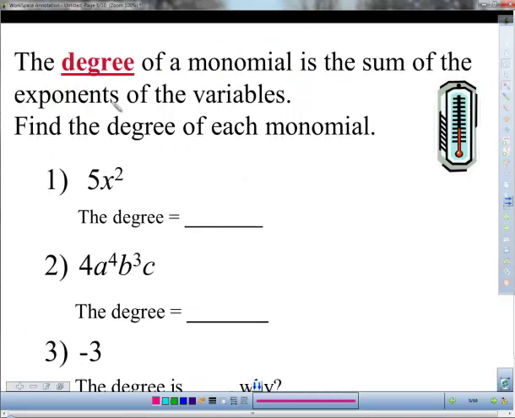Alright, so the degree of a monomial is the sum of the exponents of the variables. So finding the degree of each monomial, again, we're just looking at the exponents of the variables. So right here, the exponent is 2, so the degree is 2.